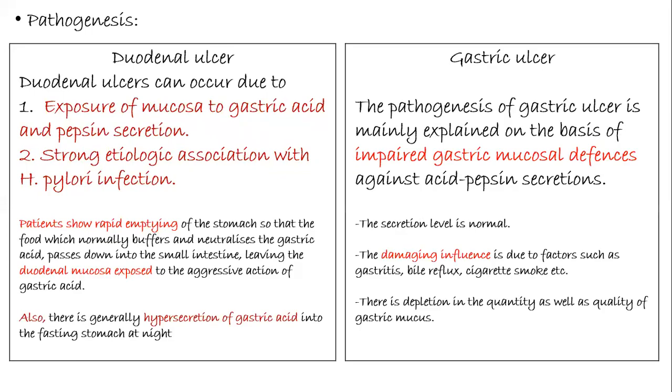The gastric ulcer pathogenesis is mainly explained on the basis of impaired gastric mucosal defenses against acid pepsin secretion. The secretion level is normal here. The damaging influence is due to factors such as gastritis, bile reflux, cigarette smoke, etc. There is depletion in the quantity as well as quality of the gastric mucosa.